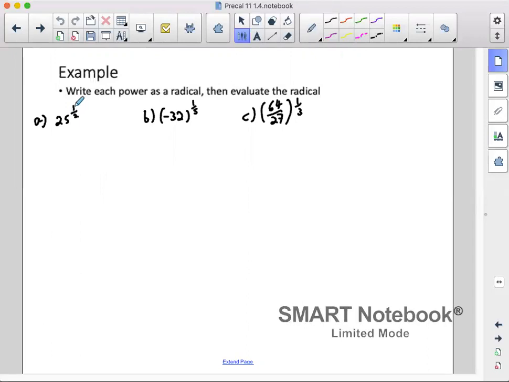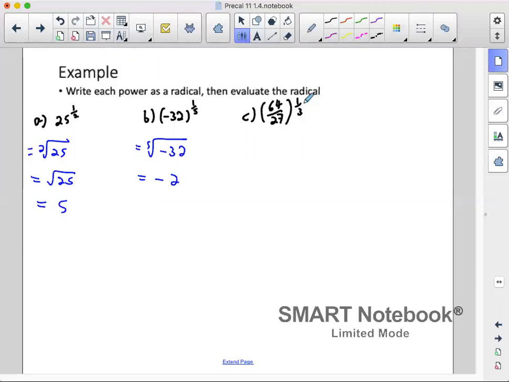Because we have 1/2 here, that means we have the square root of 25. Now, when we have anything that's just a 2, which is a square root, we usually don't bother writing that 2 in front. If you don't have a number in front, it's assumed to be that 2 value that came from here. Square root of 25 is 5. Okay, this one, we have a 5 here, so that would be the 5th root of negative 32, which is negative 2.